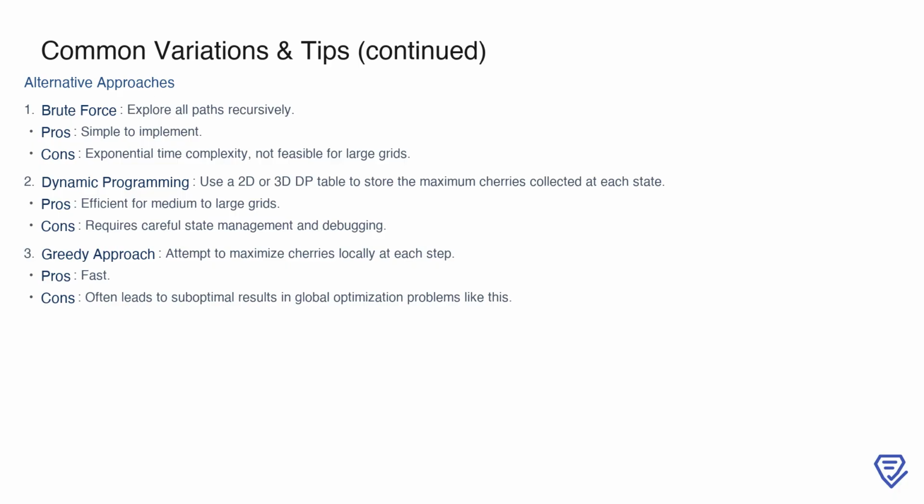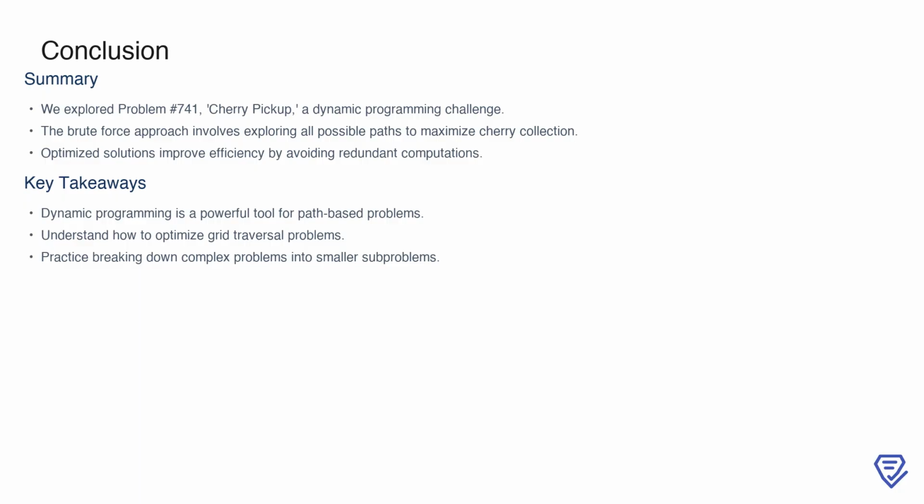Another approach is greedy, where you attempt to maximize the cherries collected at each step locally. While this method is fast, it's often unsuitable for global optimization problems like cherry pickup, as it can lead to suboptimal results. Choosing the right approach depends on the specific problem constraints and the size of the grid you're working with. Great job! We've just completed problem number 741, cherry pickup.